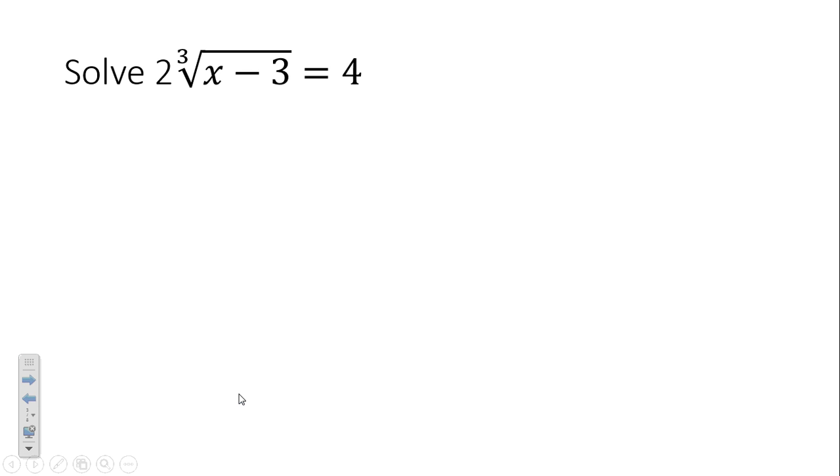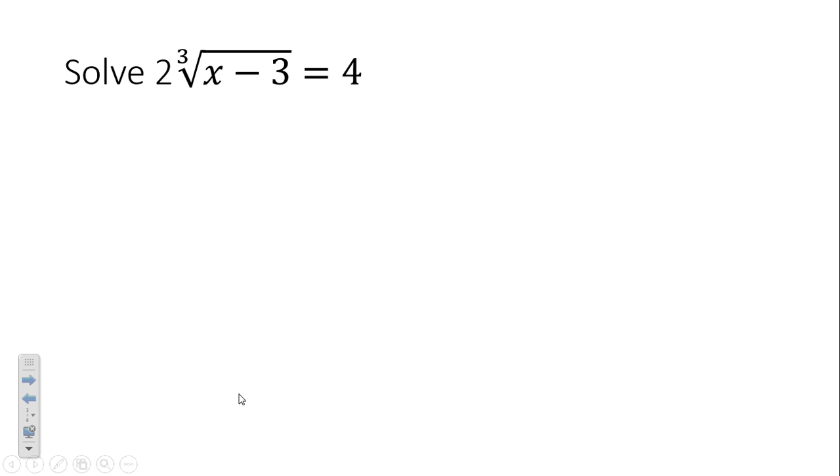Today we're going to work with solving radical equations. Similar to the work we used when solving equations in general, the big thing we have to worry about is how we are going to get our x isolated. How do we get it by itself? And we've got some radicals involved with this.